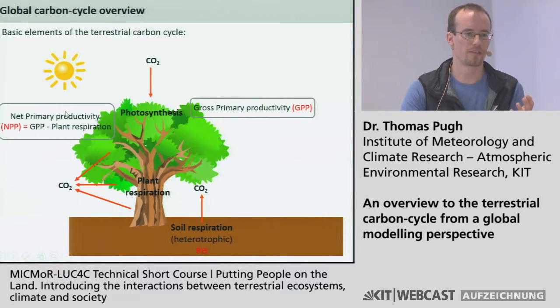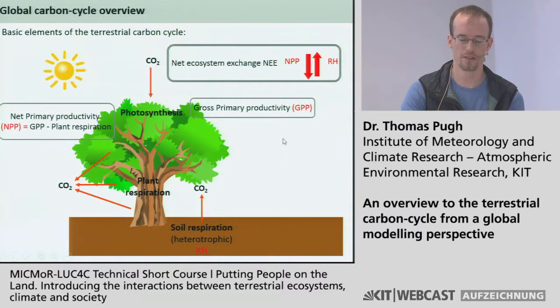And then, of course, these plants die or they turn over their leaves and they create litter, and this litter is broken down and respired, and this is a soil respiration flux. And so when we look at the difference between these fluxes, that gives us our net ecosystem exchange, or the net exchange of carbon between this small part of the ecosystem and the atmosphere. And this is typically what we'd measure with a flux tower, for instance.